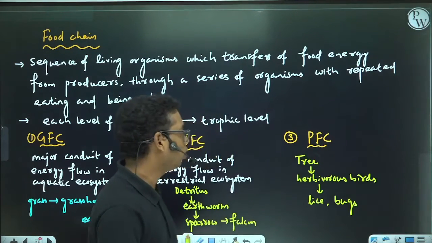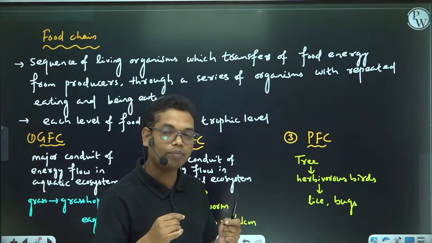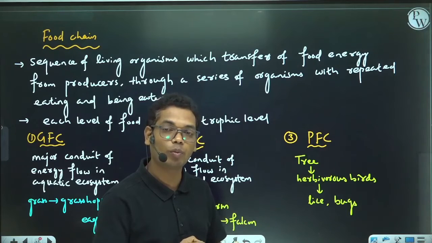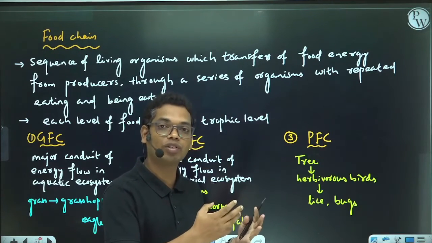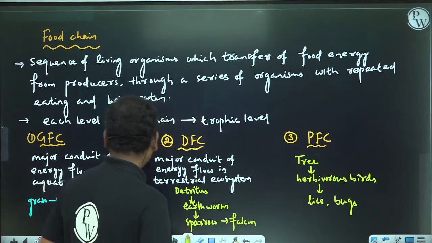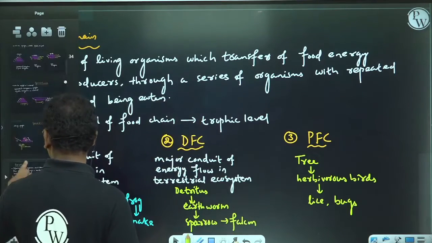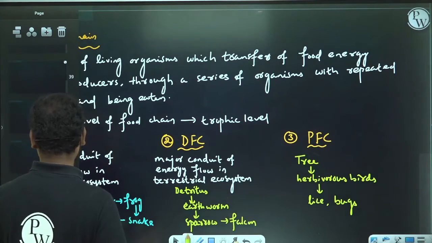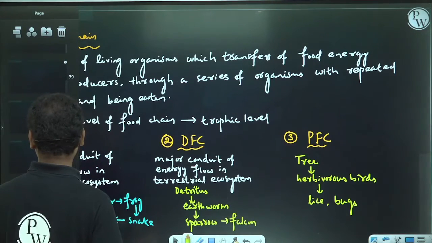So in the food web, the trophic level at which the organism will operate depends upon the food preference or the food availability for that organism. Now let us talk about the second last part of this chapter, and that is ecological succession.